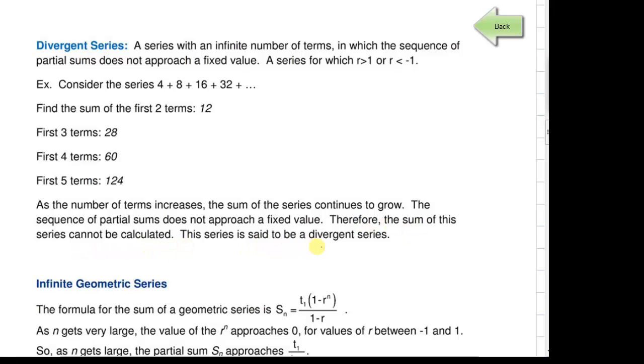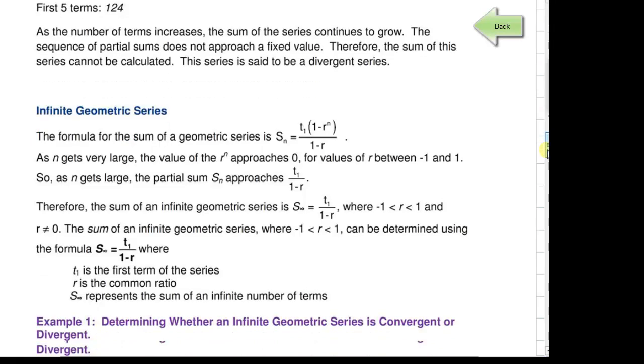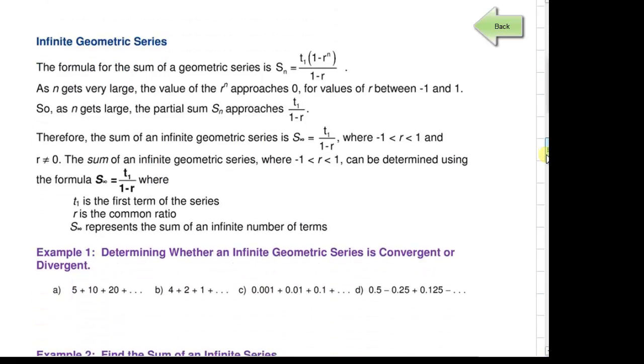This series is said to be a divergent series because there is no fixed sum. We're going off into infinity. So what you should have figured out from our two definitions is that you can find the sum of a convergent series, but you cannot find the sum of a divergent series. So what formula do we use if we want to find the sum of a convergent series?